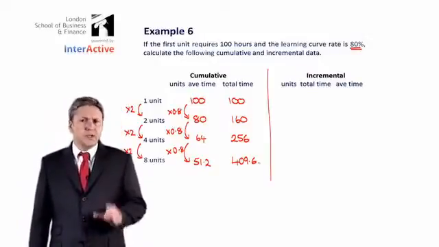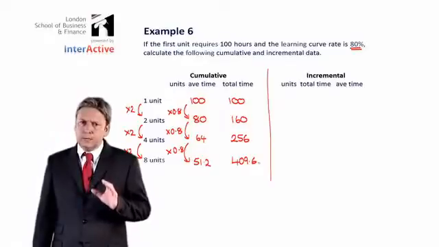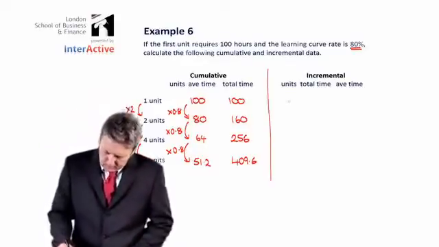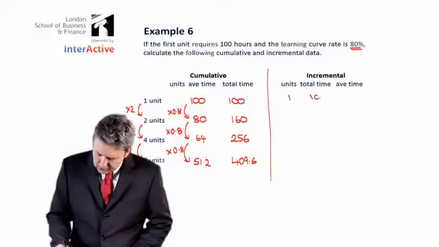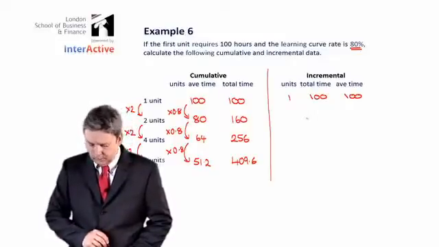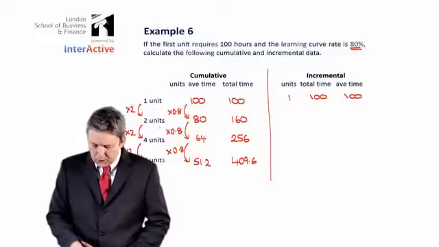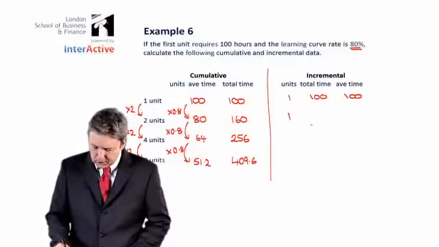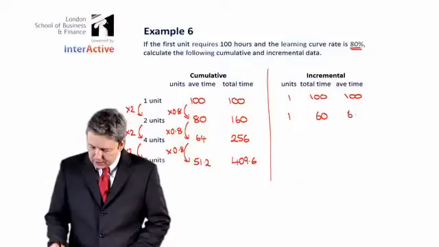So now what we want to do is to look at the incremental time. So, we have 1 unit, the total time is 100, so the average time is 100. Not very difficult there, I hope. Moving from 1 to 2 units, we have 1 additional unit. The additional time taken is the difference between 160 and 100, and that's 60. So the average time is 60.